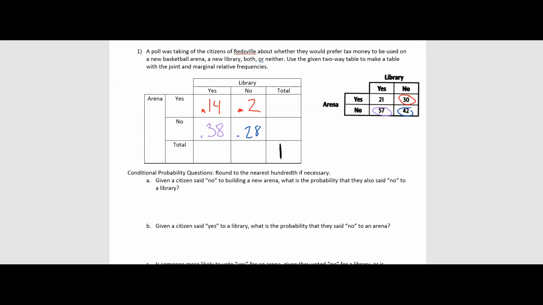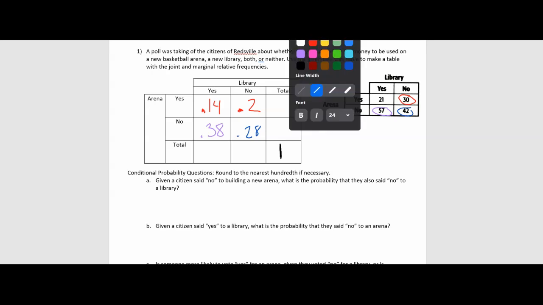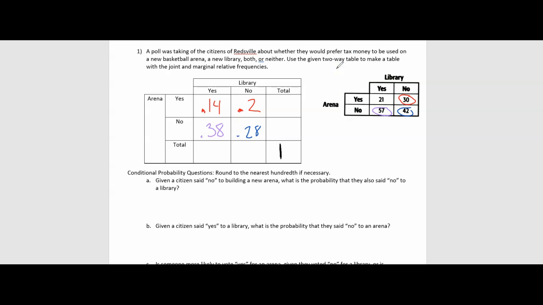Now, I think it may be intuitive to figure out what these rows and columns should be. Right? If I add down my columns, I'm going to get 0.52 here. Let's think about what that number represents. What does that green 0.52 represent? Pause the video, see if you can take a second to figure that out. Well, that's just the probability that someone voted yes to the library.